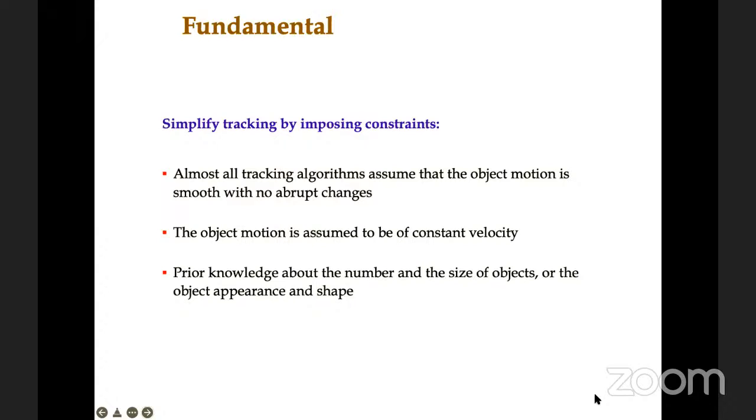So based upon our knowledge now of what all problems can be there, we think that we should impose some constraints on the tracking problem because we cannot work in the infinite domain. Like the first one is all tracking algorithms in general can assume that there is a smooth motion, there are no abrupt changes. So it means that we assume that 99% of people walk on the road and they don't walk abruptly. So this means that the object motion is of constant velocity. That is the assumption we are making. And the third assumption is the prior knowledge about the number and size of the objects.